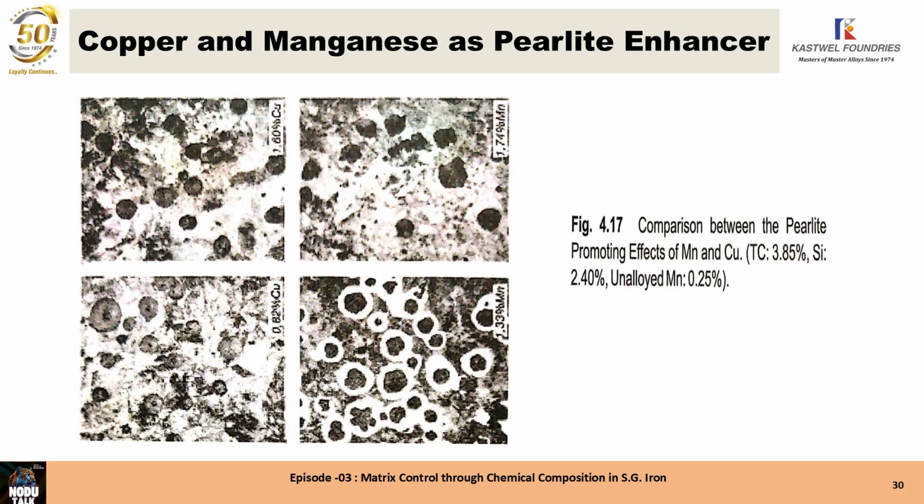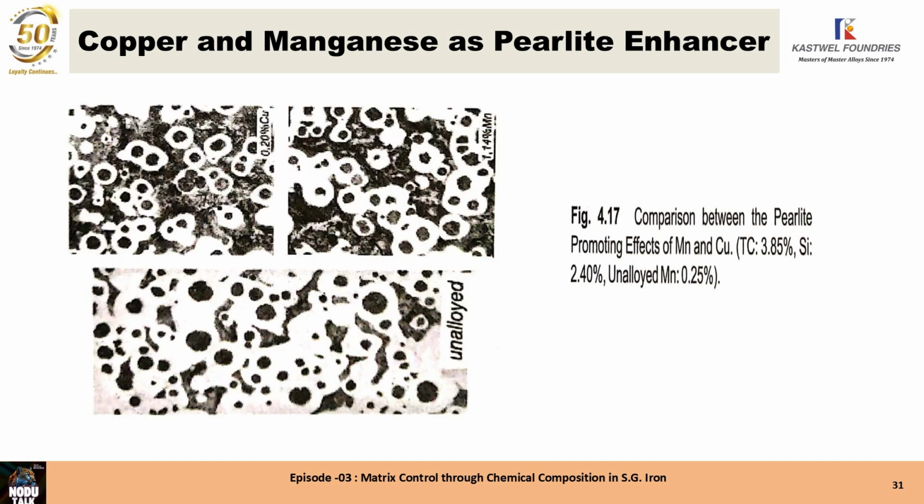These are some effects of copper. In the top slide on the left, 1.6% copper, on the right, 1.74% manganese. Again at the bottom left, 0.82% copper, and on the bottom right, 1.33% manganese. This is on the top left with 0.2% copper and 1.14% manganese, almost the same structure. And at the bottom, unalloyed, the same as before adding manganese and copper. Manganese was present at about 0.25% in the ductile iron.